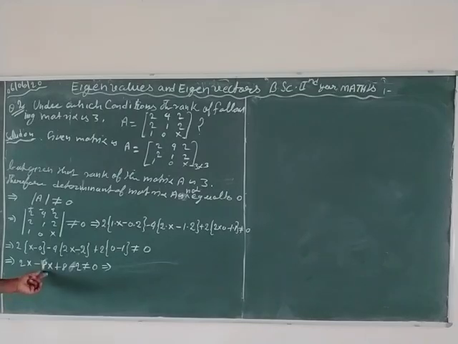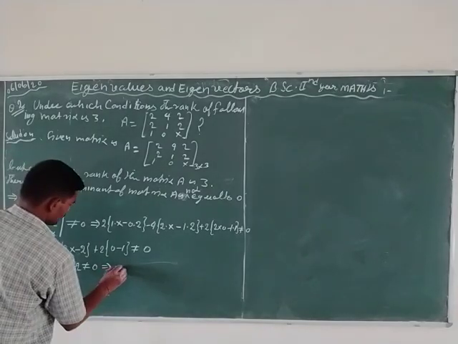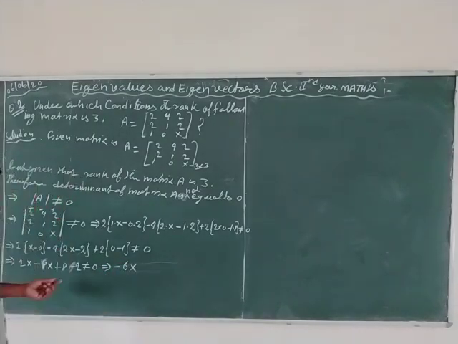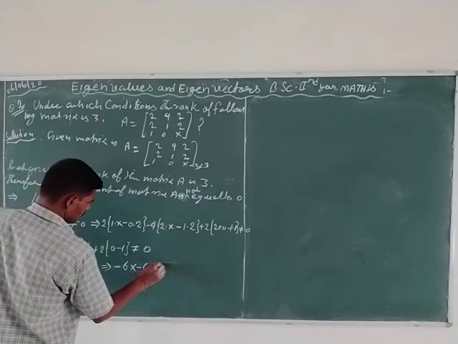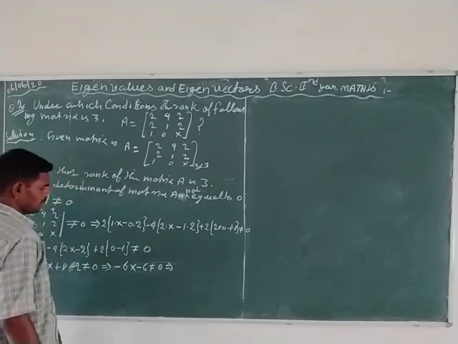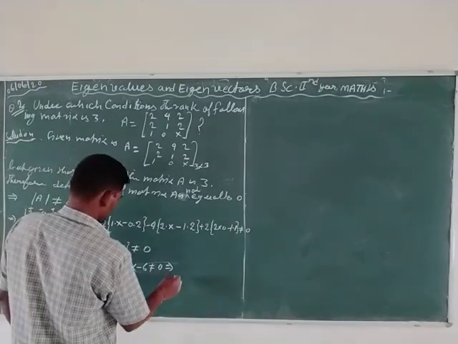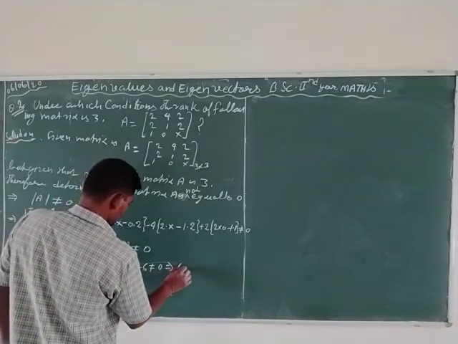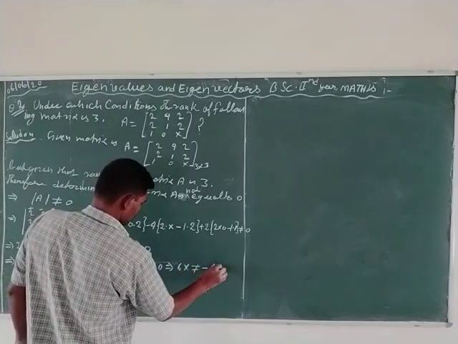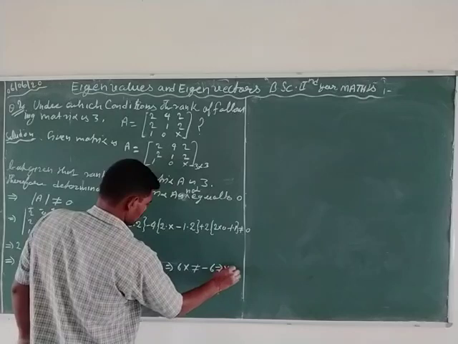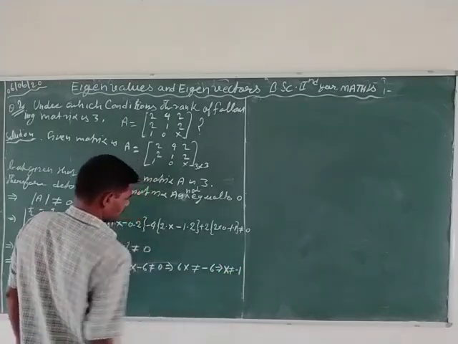2 minus 8 is equal to minus 6, and 8 minus 2 is equal to minus 6, which is not equal to 0. It implies that here minus 6 and 6x is not equal to minus 6. It implies that x is not equal to minus 1.